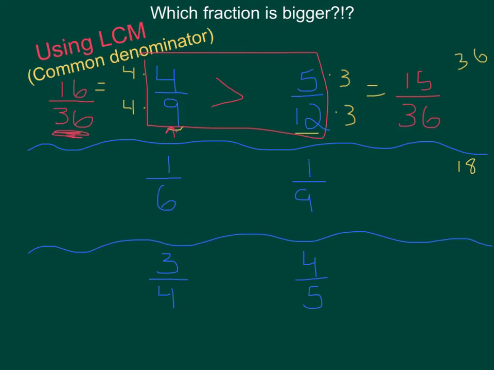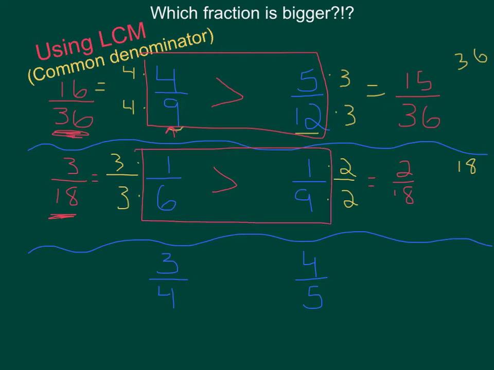And what do I need to multiply my denominators by to get 18? Multiply 6 times 3 and multiply 9 times 2. And whatever you do to the denominator, you have to do to the numerator. So now we're comparing 3/18 to 2/18, and obviously 3/18 is larger, therefore 1/6 is greater than 1/9. So once again we have the greater than sign. Why don't you try this last one on your own, get a common denominator, and then decide which one is larger.